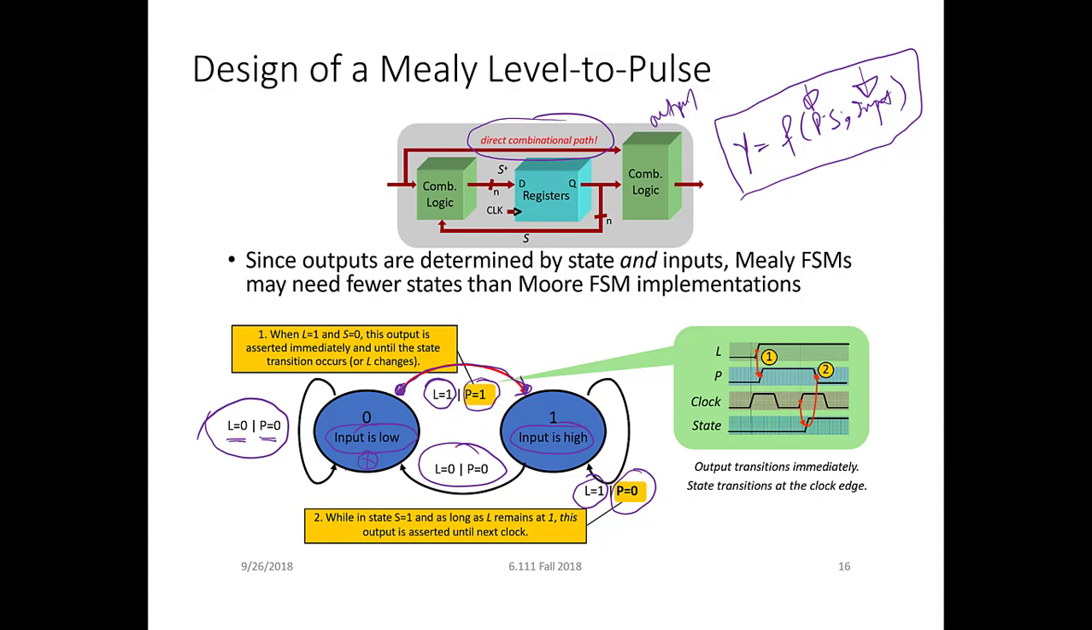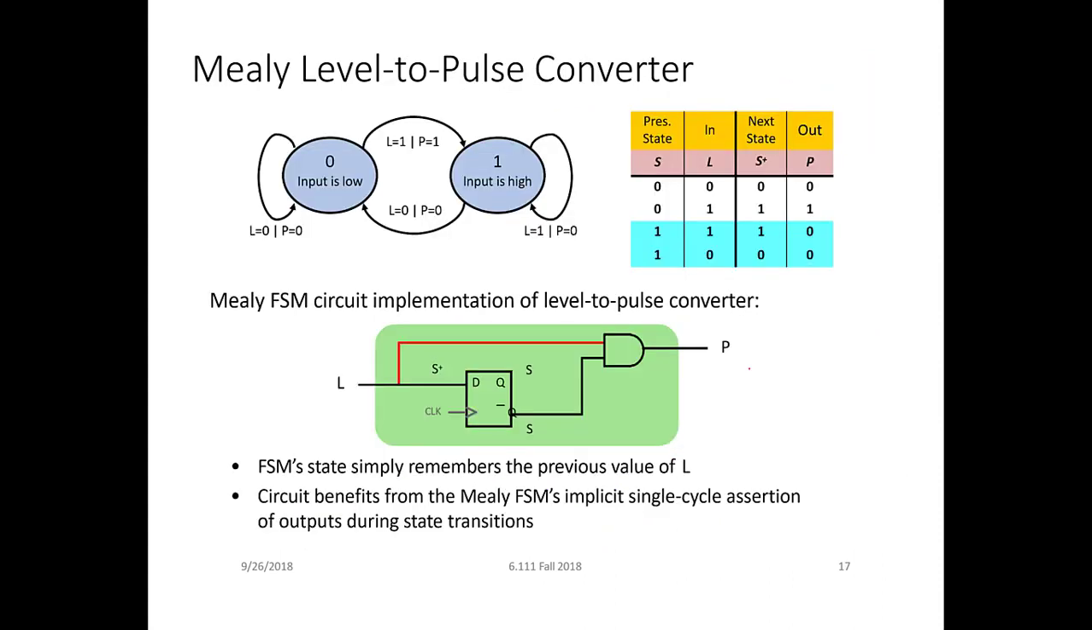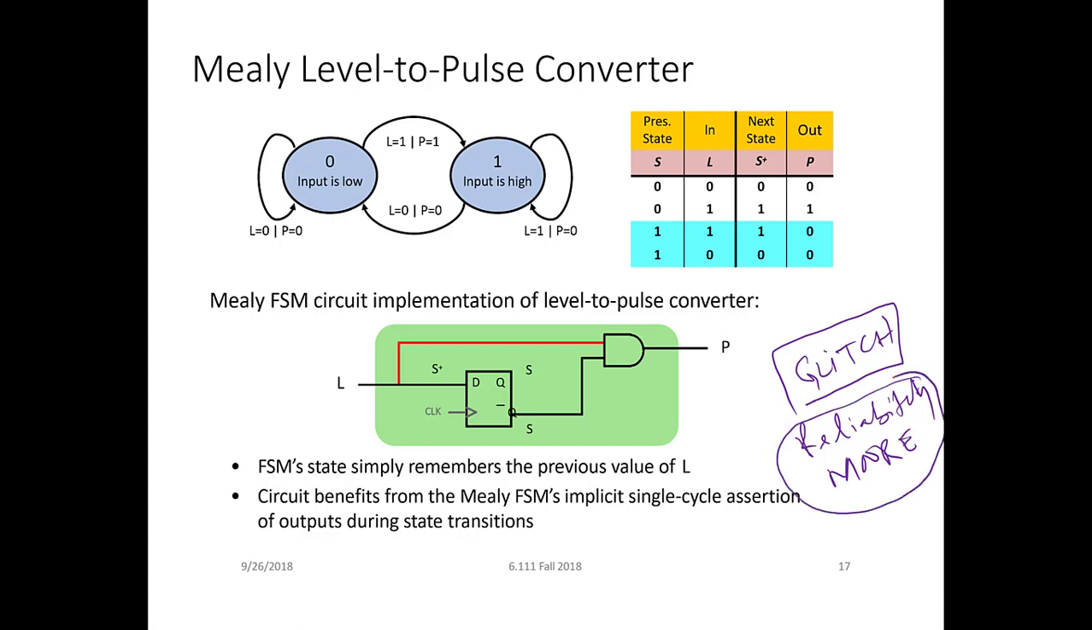So if you consider this, the Mealy FSM is one cycle faster, and it also has one less state. But there are certain disadvantages to this: the combinational logic can glitch, it can have unwanted transitions. So if you want reliability, if you want your system to work always, go for Moore FSM because it is more reliable, and Mealy FSM can be subject to glitches.